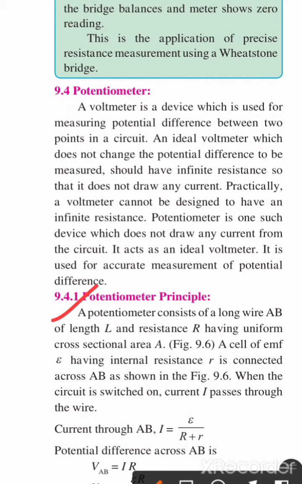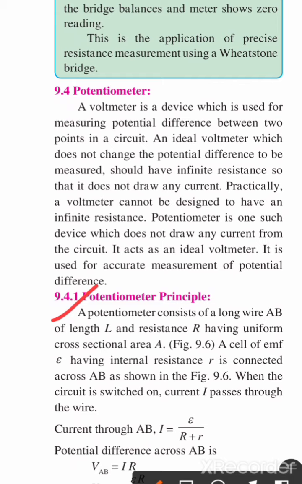The potentiometer instrument works on the principle that the potential difference applied across a wire is directly proportional to the length of that portion. That is the principle of potentiometer: potential difference applied across a wire is directly proportional to the length of that wire.